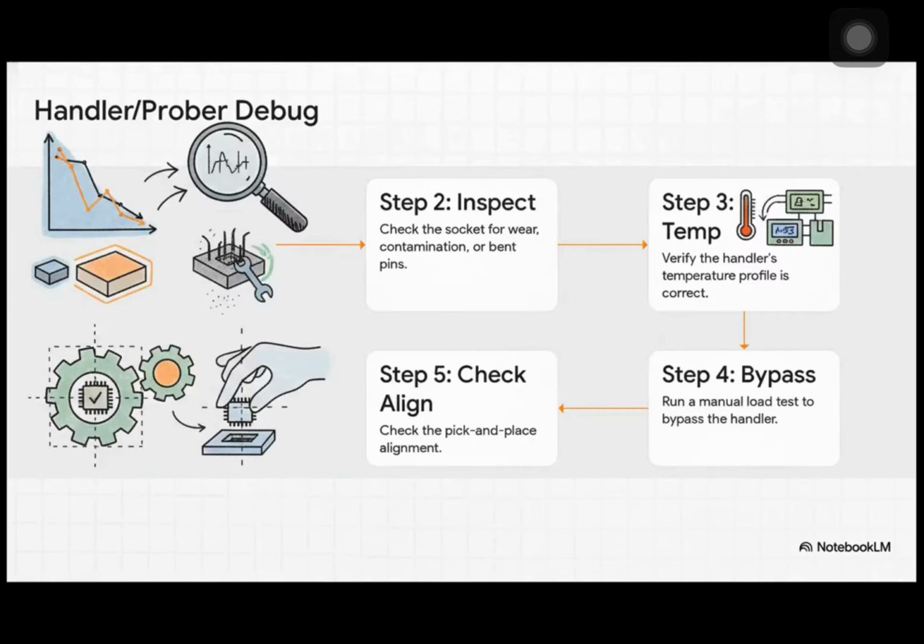So the debug approach here, once again, is all about isolation. First, you use the data to prove that yes, the problem is really only on this one handler. Then you start physically inspecting things, the socket, the temperature controller, you name it. A really powerful trick is to manually load a device yourself, completely bypassing the robot arm. If that device suddenly passes the test, you have your smoking gun. The problem is definitely with the handler.